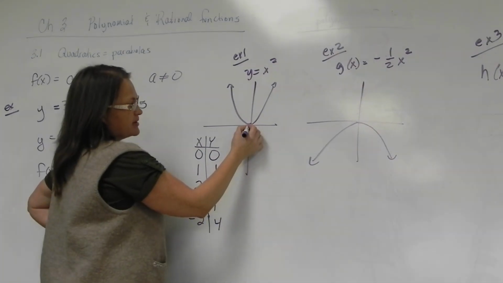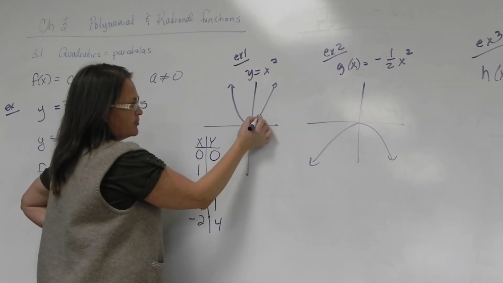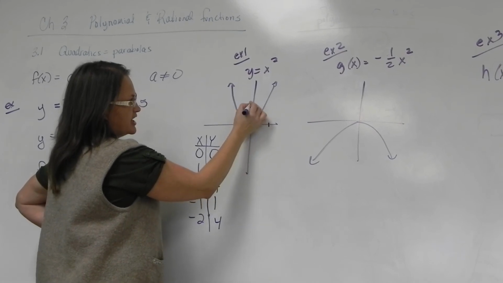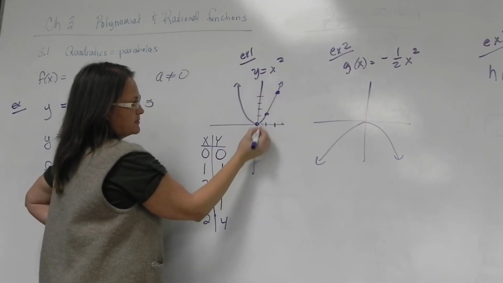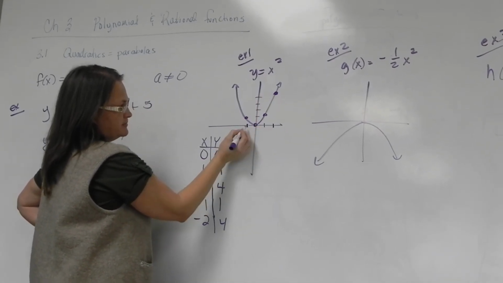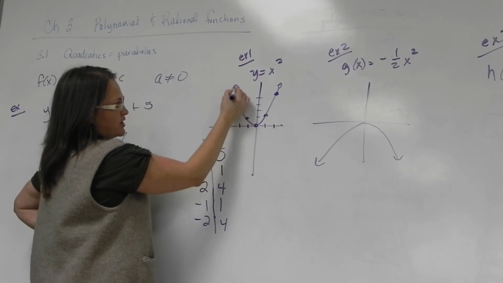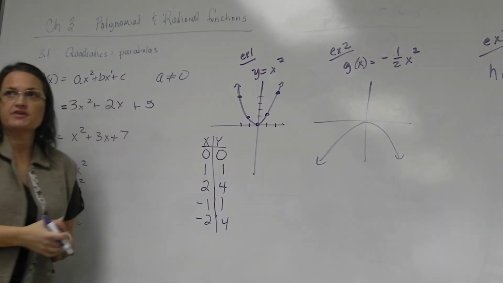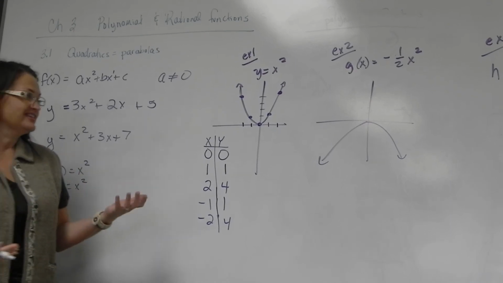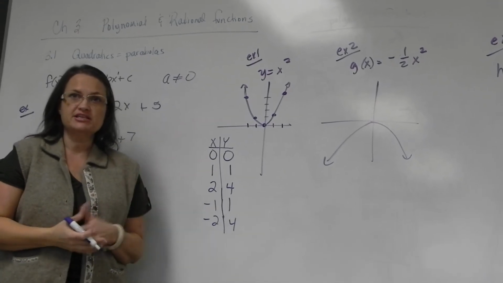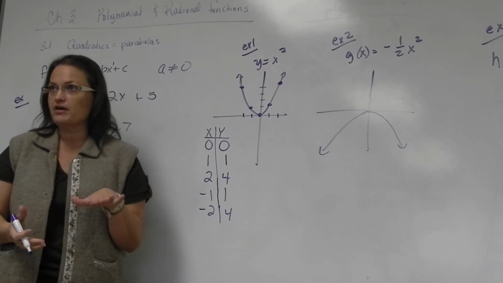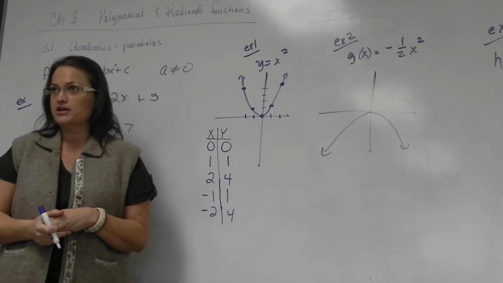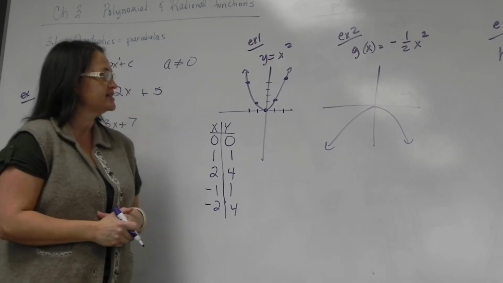So you can see the shape, 0, 0, over 1, up 1. Over 2 is up 4. Back 1 is up 1. And back 2 is up 4. And you can get more points to verify that. But truly, you can see that shape come alive if you do a t-table. Anytime you're in doubt about what a graph looks like, a t-table is the way to go to get some exact points and see that.